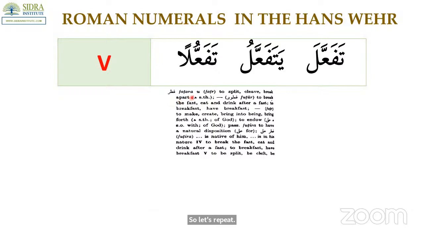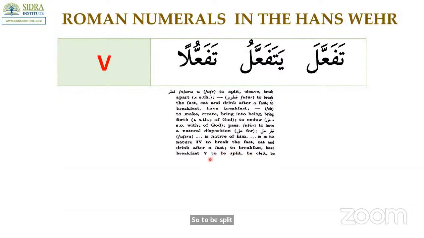Here we have fa, ta, ra. Fatara yaftiru, and the masdar is fatran, to split something. So notice here the verb signifies irrational entities, so not human beings. But here we're not interested in fatara yaftiru. We're interested in the number 5 here: to be split, to be cleft.